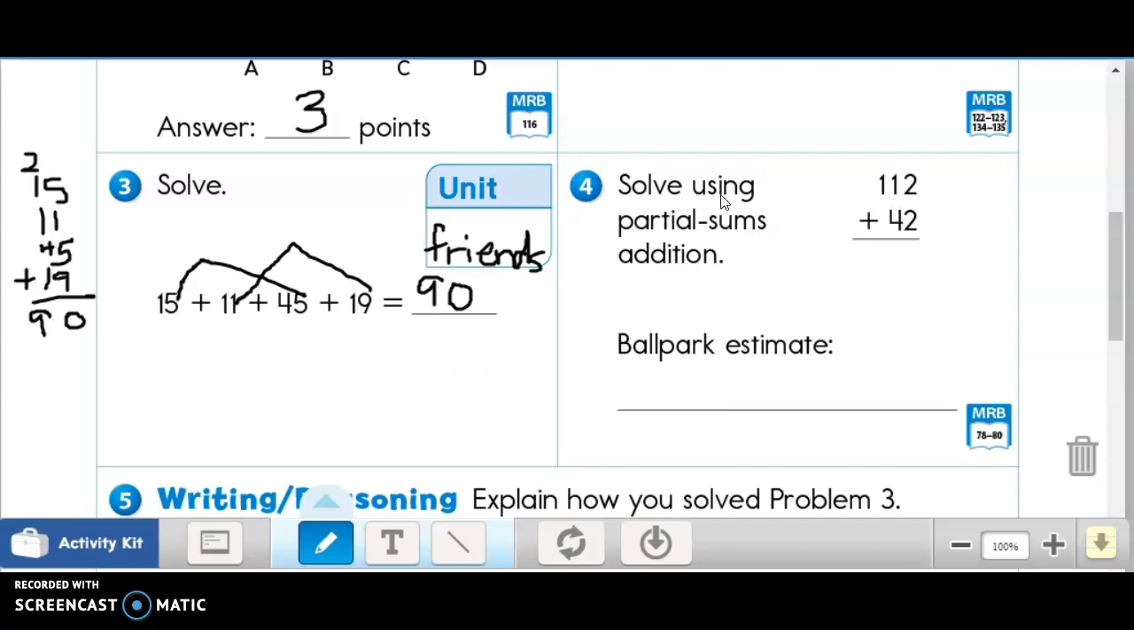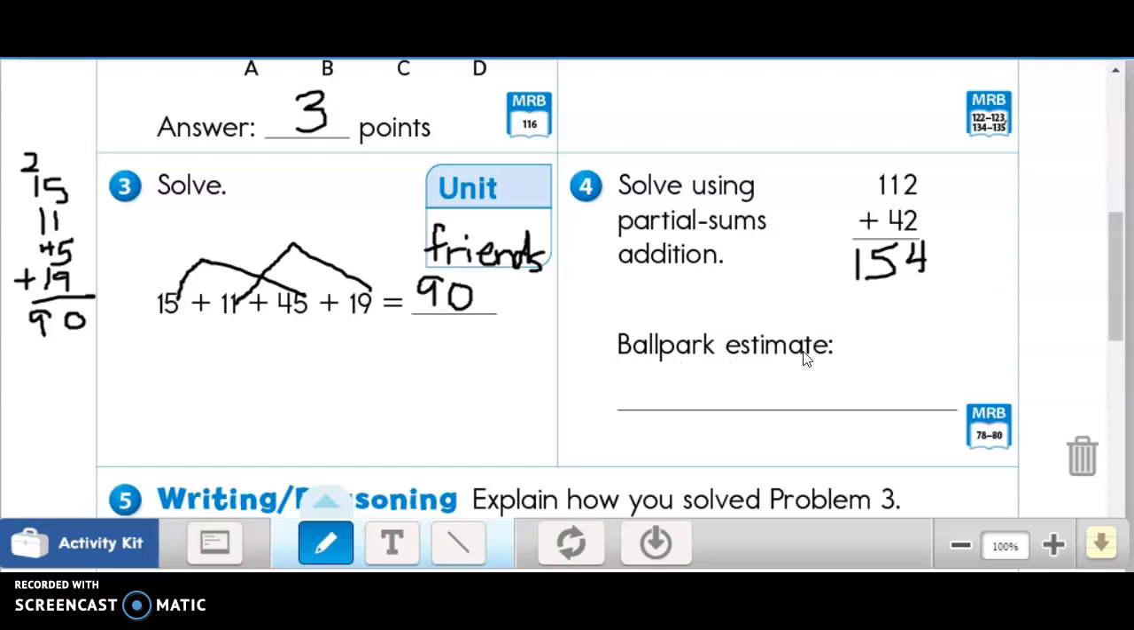Number 4 says solve using partial sums addition. You can use partial sums, but you can also just add up and down if you prefer. 2 plus 2 is 4. 4 plus 1 is 5, plus 100 is 1 in the hundreds place there, 154.